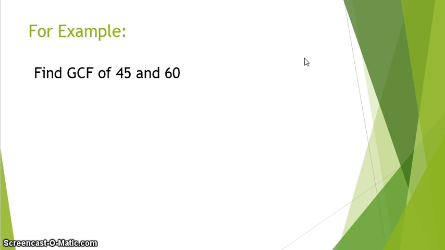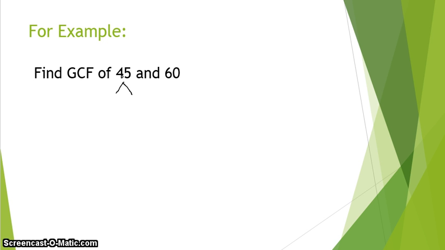For example, I'm going to find the greatest common factor of 45 and 60. So, if you're very intuitive, you might already know the answer to this. If not, I'm going to go through the motions of how to do it using prime factorization. Now, prime factorization is the factor trees that you've done probably for the last 4 years or so.